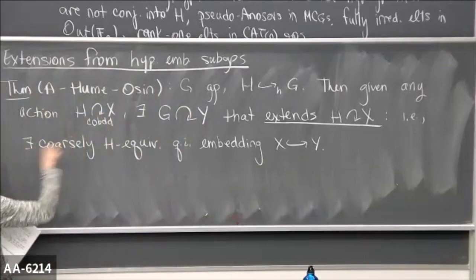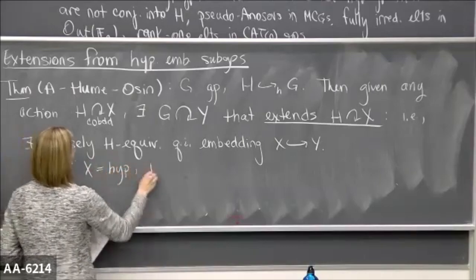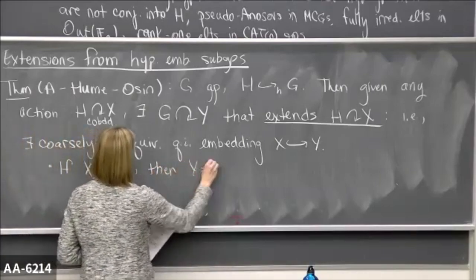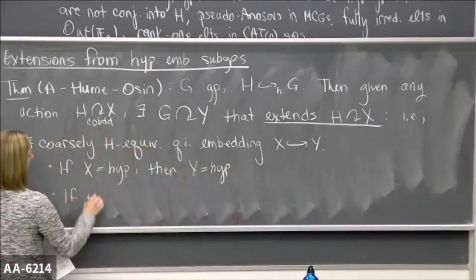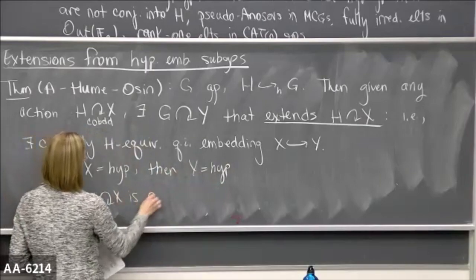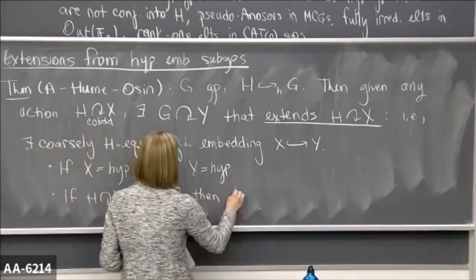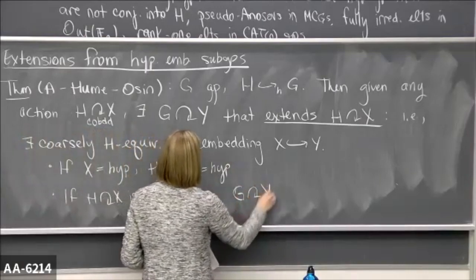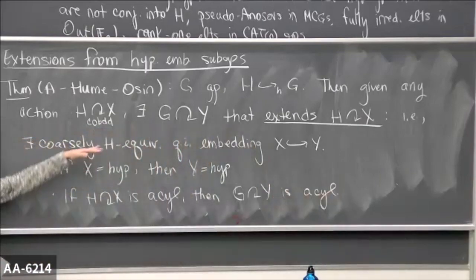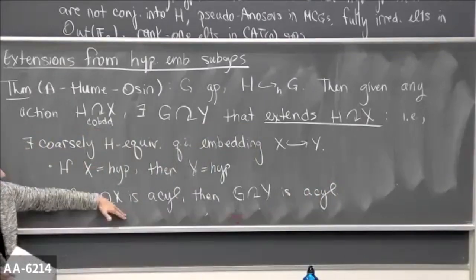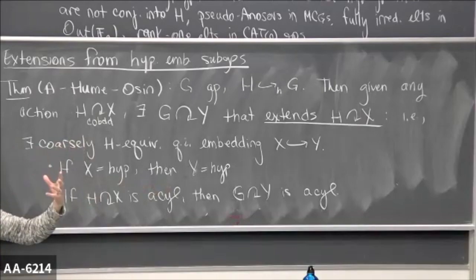The other things that you can say about this extension is that if X is hyperbolic, then you can choose Y to be hyperbolic. Our construction gives a hyperbolic Y. And if the action of H on X is acylindrical, then the action of G on Y is acylindrical. So you can extend actions on hyperbolic spaces to actions on hyperbolic spaces. You can extend acylindrical actions to acylindrical actions. So you can go from actions of the subgroup to actions of the group.